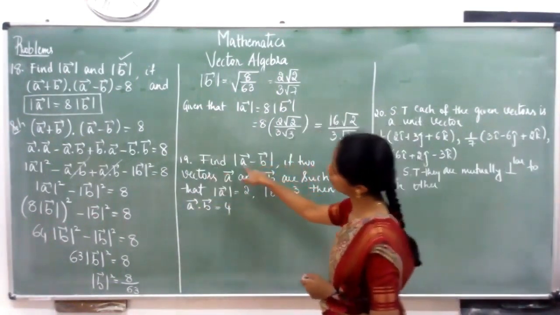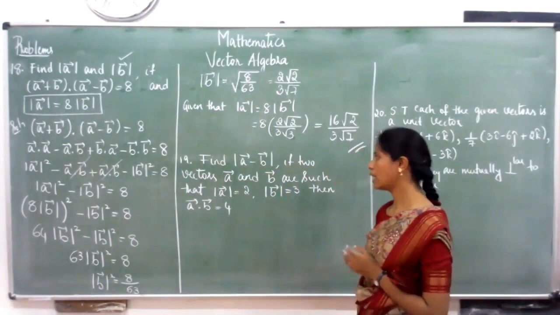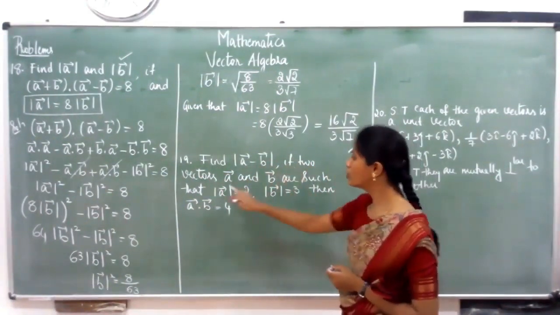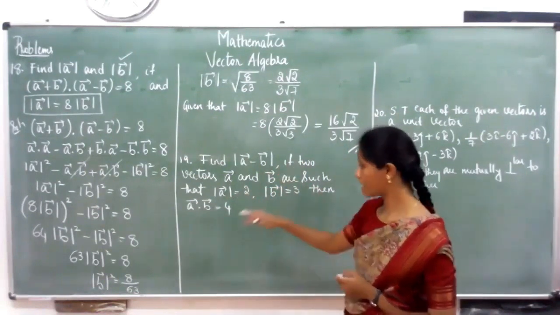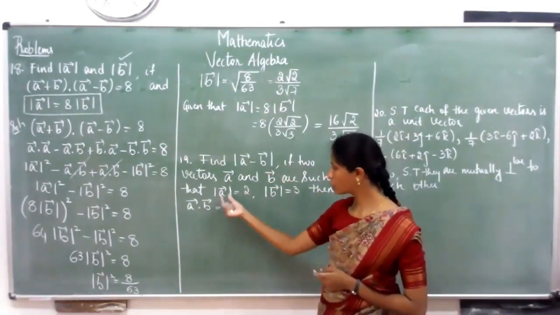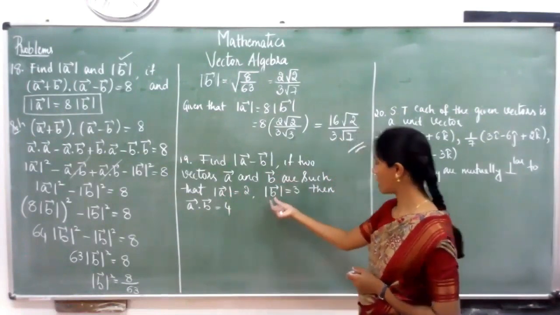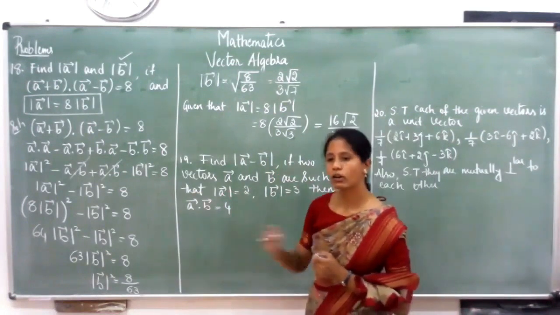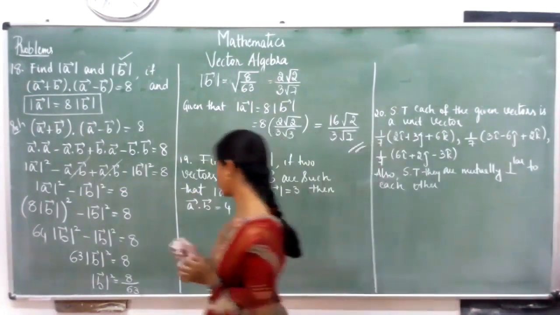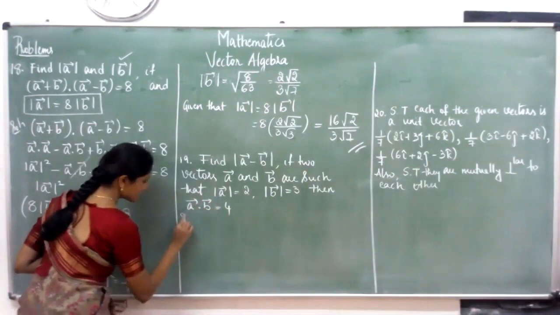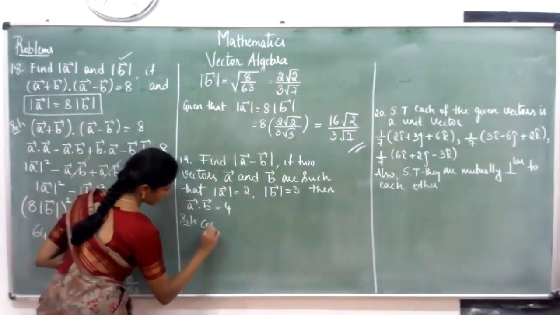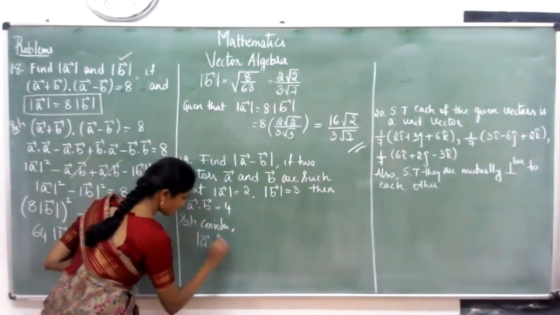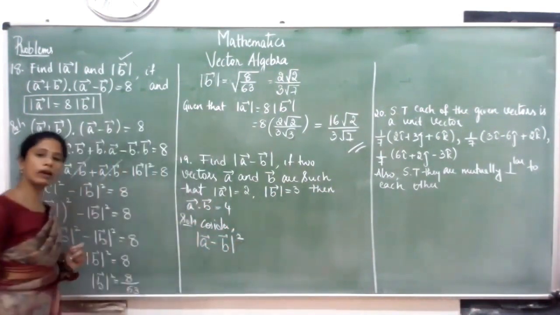We need to find the magnitude of vector A minus vector B, if two vectors A and B are such that the magnitude of vector A is equal to 2, the magnitude of vector B is equal to 3, and vector A dot vector B is equal to 4. For this, I am going to consider the magnitude of vector A minus vector B the whole square.